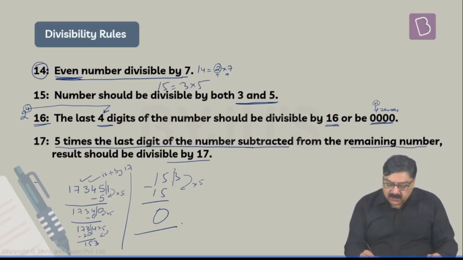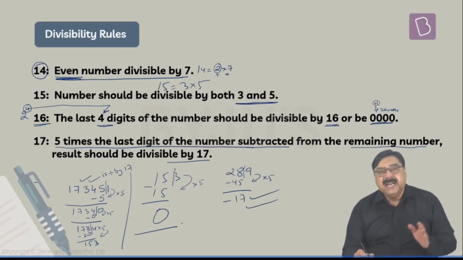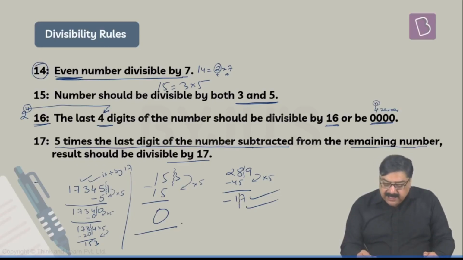Take a smaller number. Let's take 289. Now what is 289? Actually, it is 17 square. But still, let us employ this. 9 into 5 is 45. And 28 minus 45 is minus 17. That also is fine. If you get something which is negative, that should still be divisible by 17. Or if not, then still you can take 7 into 5, which is 35.